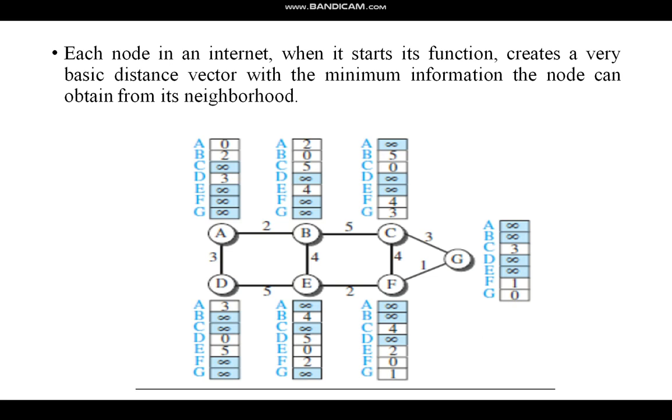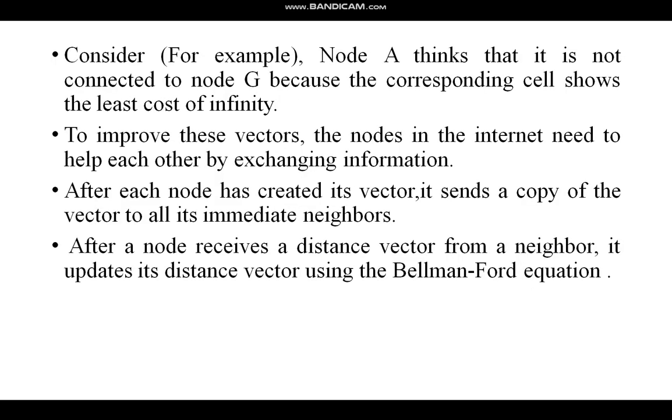From the given costs, we calculate the routing table of each node. For node A, the routing table is 0, infinity, 3, infinity, infinity, infinity. Infinity means there is no direct path existing between the particular node and the corresponding node. Consider that node A thinks that it is not connected to node G because its corresponding cell shows that the least cost is infinite.